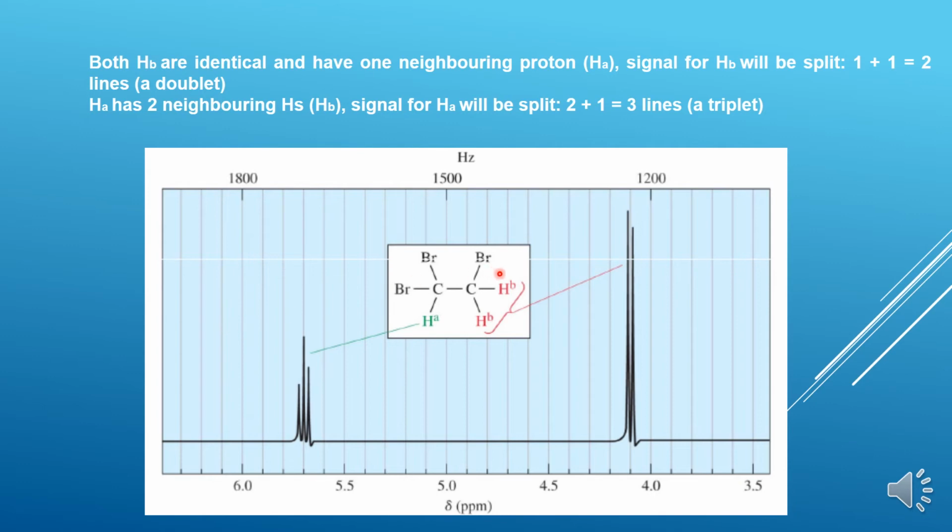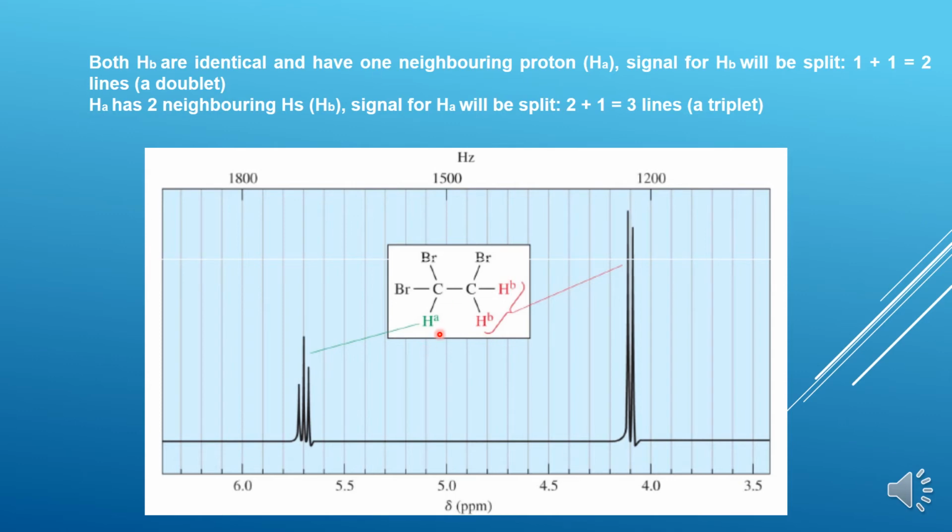So this slide shows spin-spin splitting of a given molecule. Here it is, the 1,1,2-tribromoethane molecule. In this, two different protons are available. One is labeled as HA and another one is labeled as HB. Here both HBs are identical.